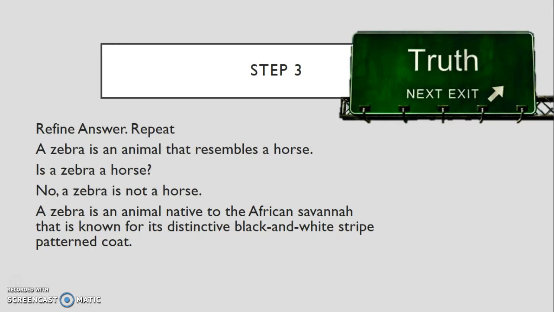So step 3 is that we're going to refine our answer and repeat until we get as close to the truth as we can possibly get. So we might say that a zebra is an animal that resembles a horse. Well, is a zebra a horse? Well, no, a zebra is not a horse. And so I included this last one as my best attempt to come up with a concise definition of what a zebra is. A zebra is an animal native to the African savanna that is known for its distinctive black and white striped patterned coat. And obviously we could take that statement and further extrapolate exceptions and more details and arrive even closer to the truth of the essence of what a zebra actually is.